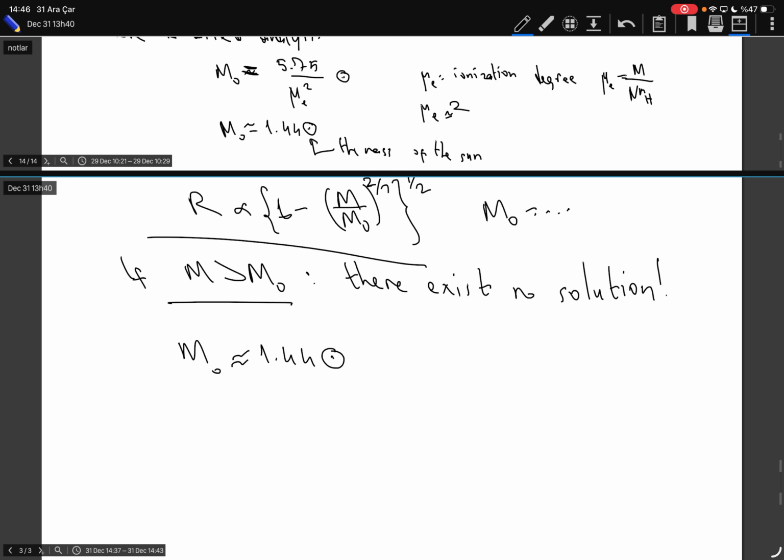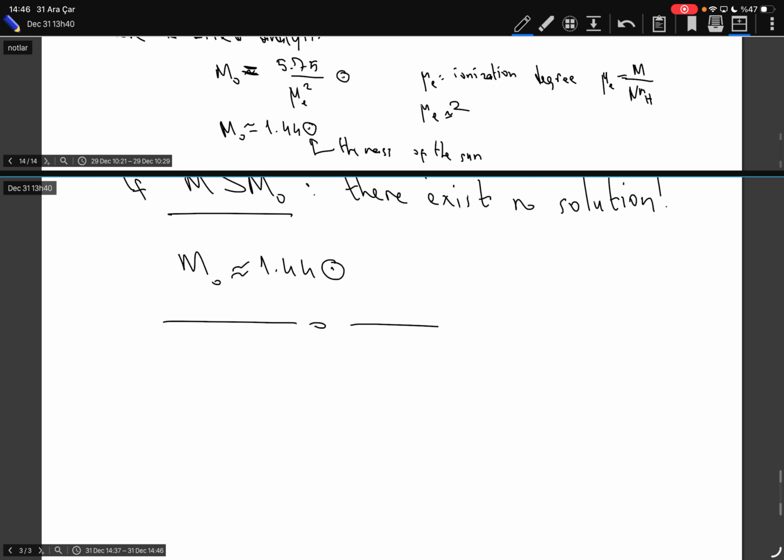Any questions about these white dwarfs? So do we have any energy left for the Ising model? Yes, I think so.